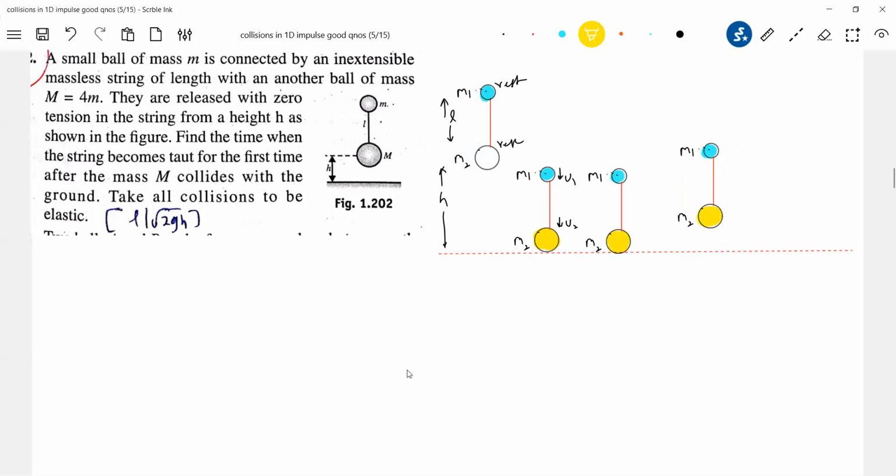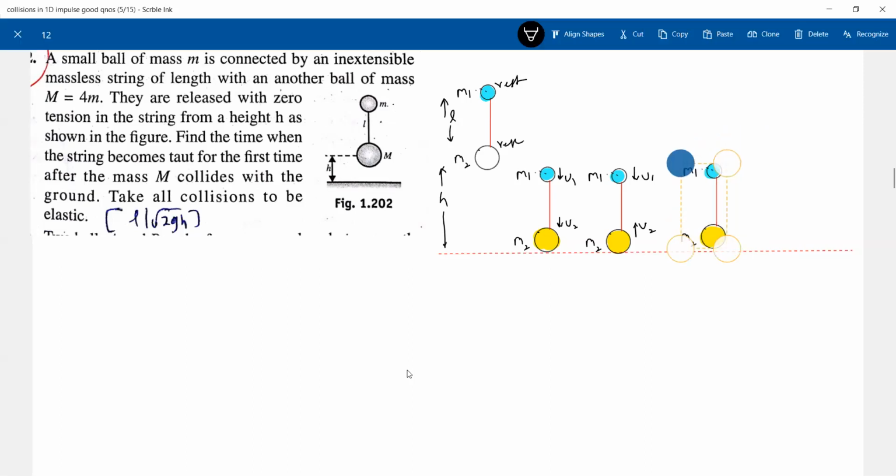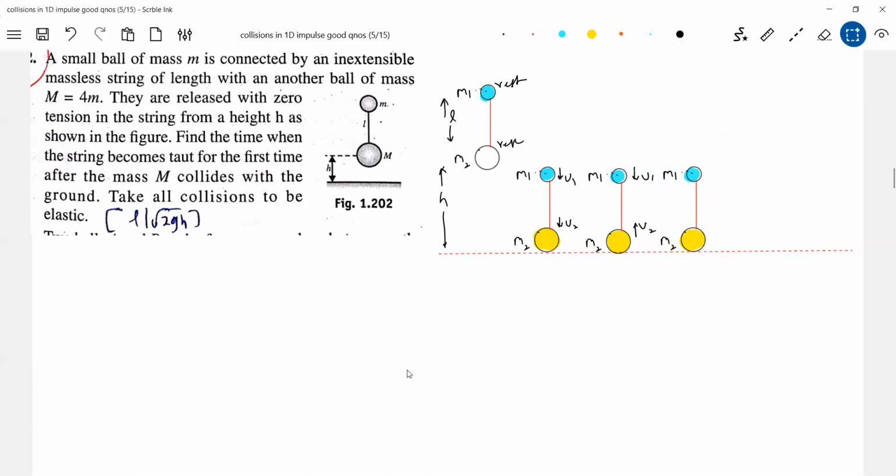Let's see. Elastic collision occurs. So what should happen to the speed of the block M2? It will get reversed and it will be like this. So what will happen to the string the very next moment? The string will become loose. It was taut, now the string will become loose. So this will be u2. Very next moment, the string will become loose.